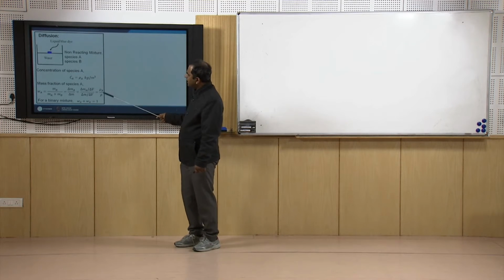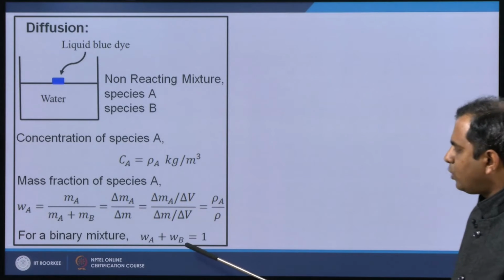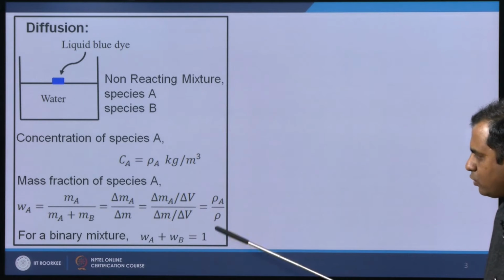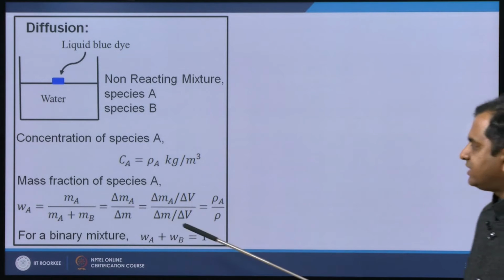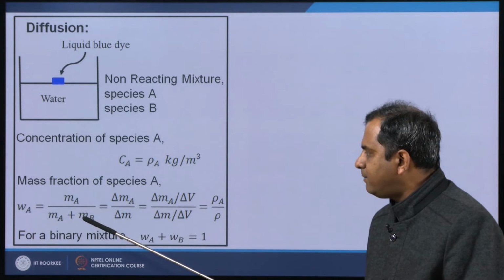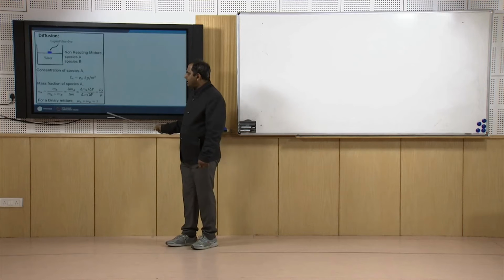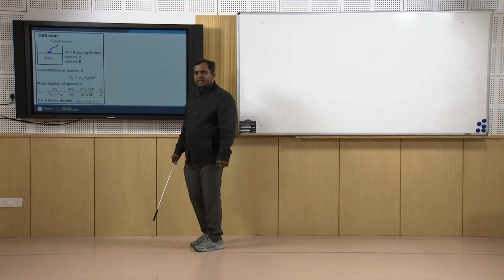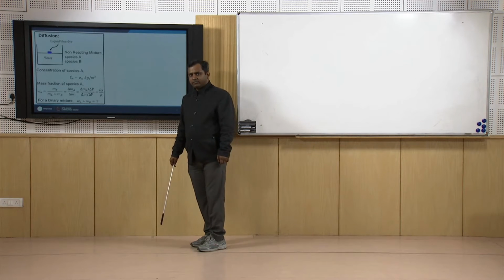If we consider a binary mixture, then definitely WA plus WB is equal to 1. That means rho A by rho plus rho B by rho is equal to 1, where rho is nothing but MA plus MB by delta V, that means rho A plus rho B. So, ultimately this equation for a binary mixture is very much valid, and we can say the mass fraction summation is equivalent to 1 for a binary mixture.